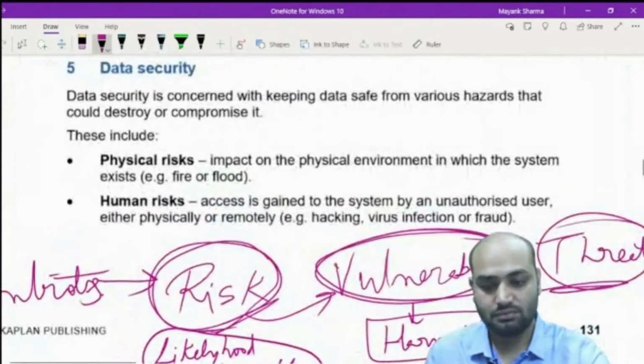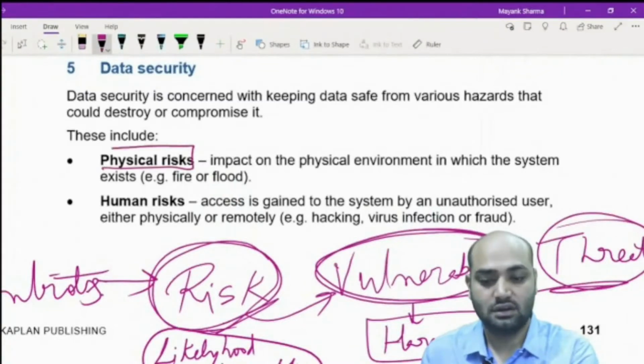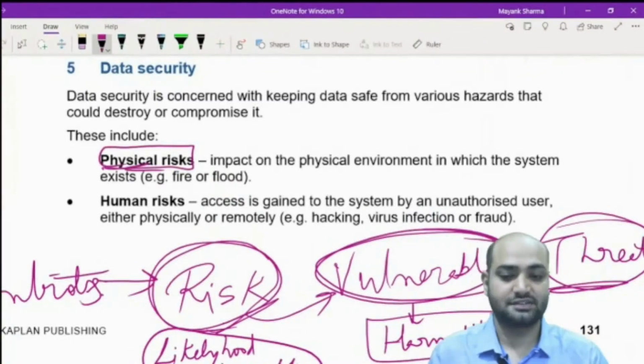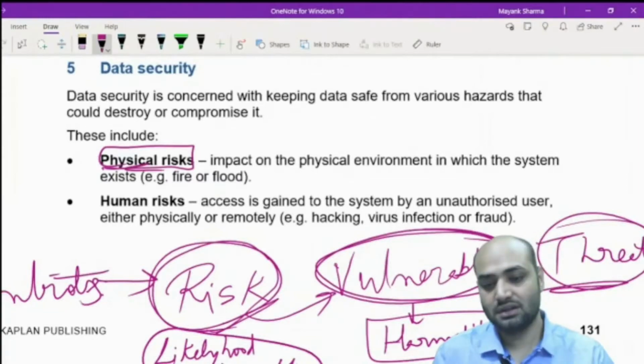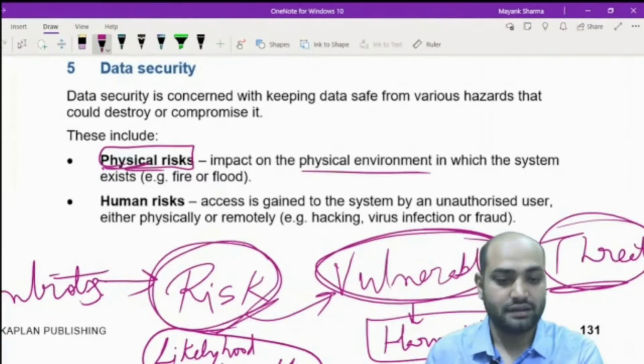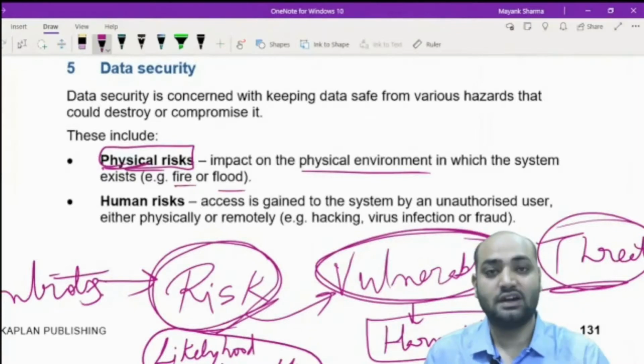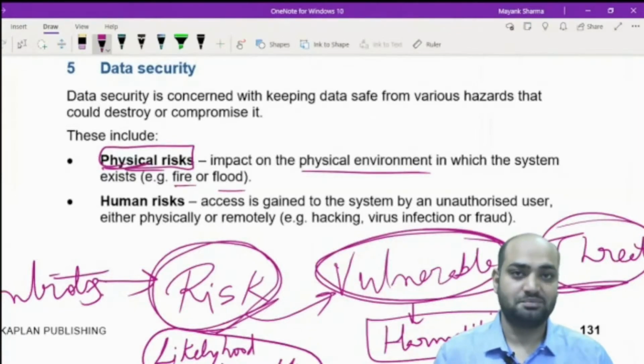There's a risk of physical access, which is known as physical risk. Physical risk can be anything which impacts your data or data processing systems. There can be humidity, there can be dust. All these things can harm your hardware and erase your data or make it inaccessible. It also includes impact on the physical environment in which the system exists, like fire, flood, or maybe vandalization by someone, like somebody comes and breaks your PC. That is also a physical risk, right?